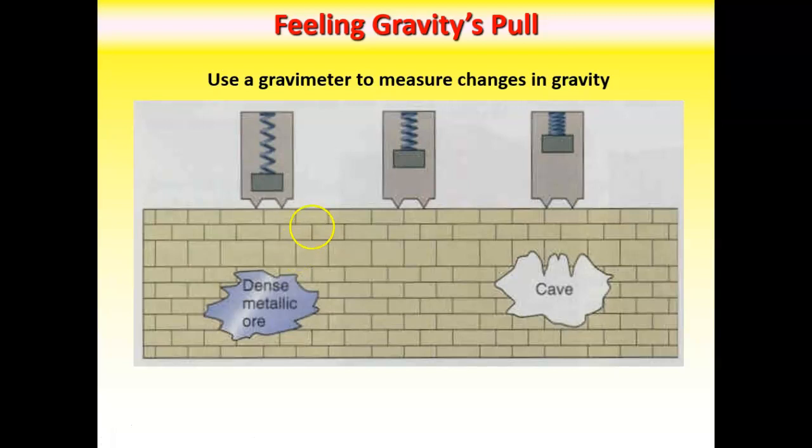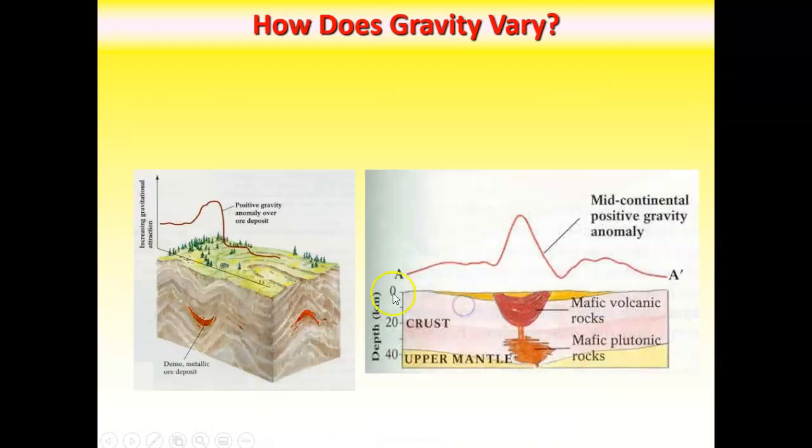And so it can be a way to find maybe deposits that are heavy, that have a lot of metal in them, some ore deposits, or even finding open spaces, caves. So we walk around and we take measurements, and then we can determine that there's an anomaly somewhere. It's either giving us a higher or lower reading, and that could tell us something about the interior of the Earth. And so we can use that for big structural things.